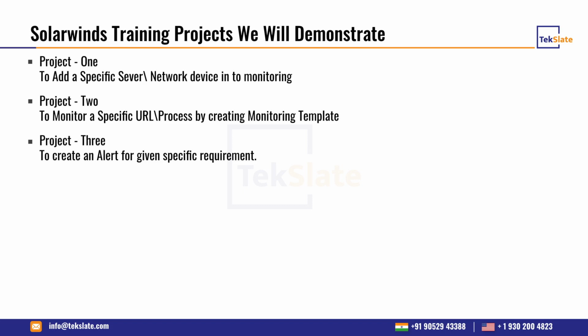Suppose a customer says that if the CPU utilization of a particular process on the server has crossed 60%, then the customer wants an alert. So in this case, given a specific alert condition, how to create an alert, we will be showing as a project or live demonstration.